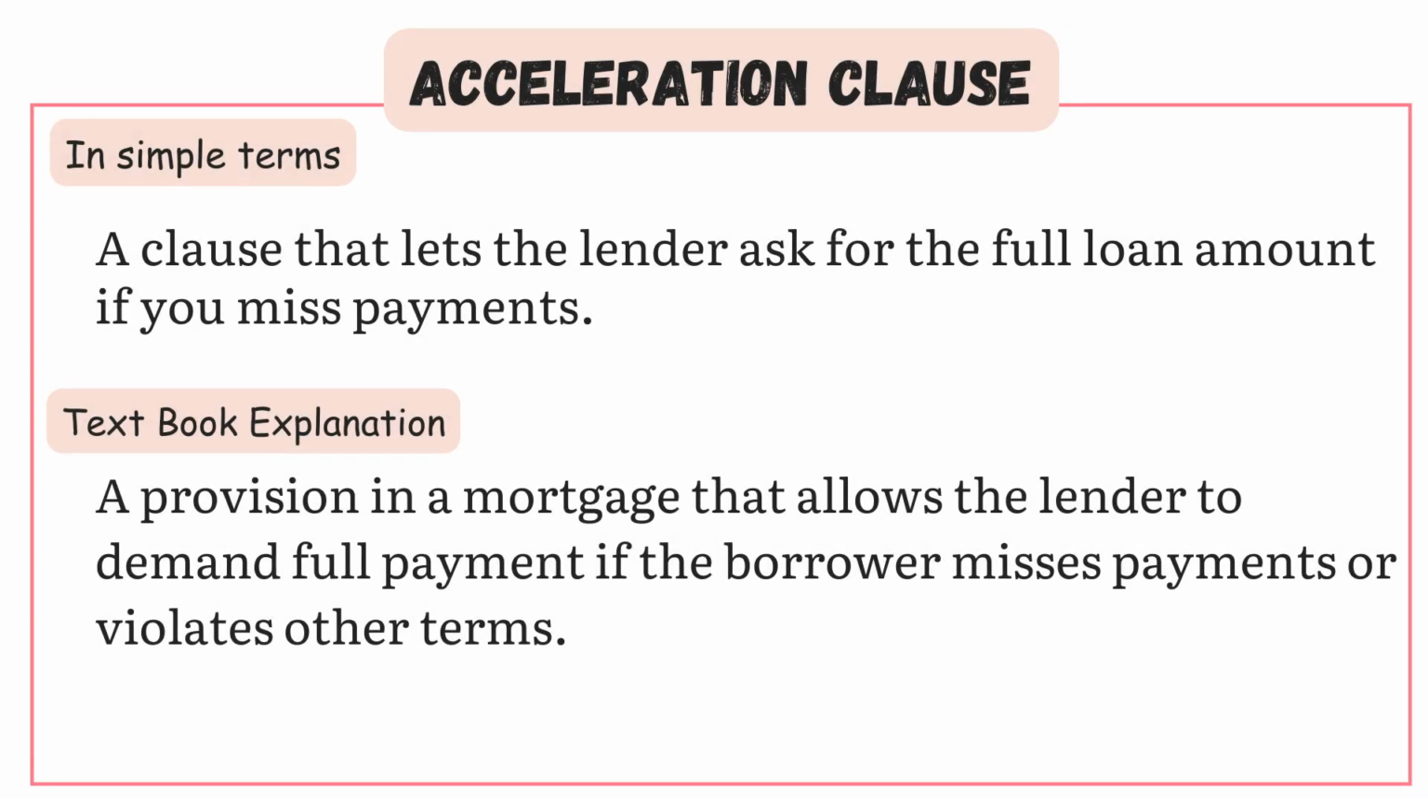Acceleration clause. In simple terms, it is a clause that lets the lender ask for the full loan amount if you miss payments. As per textbook definition, acceleration clause is a provision in a mortgage that allows the lender to demand full payment if the borrower misses payments or violates other terms.